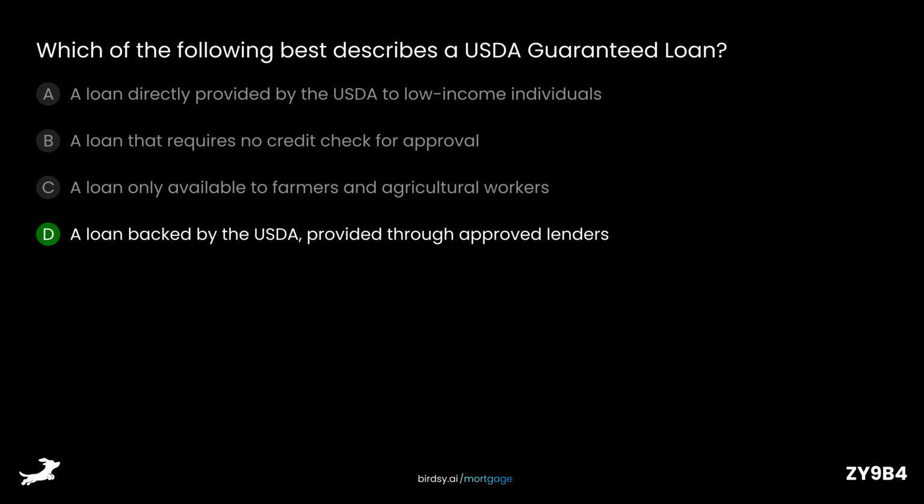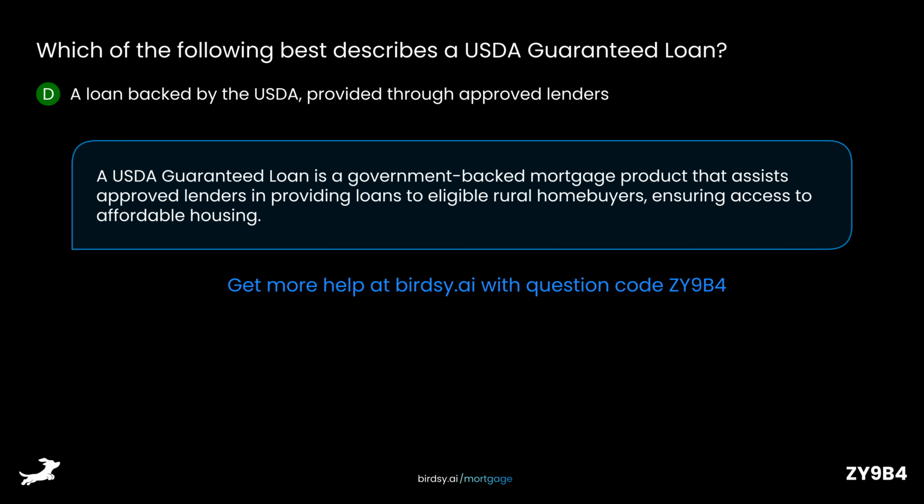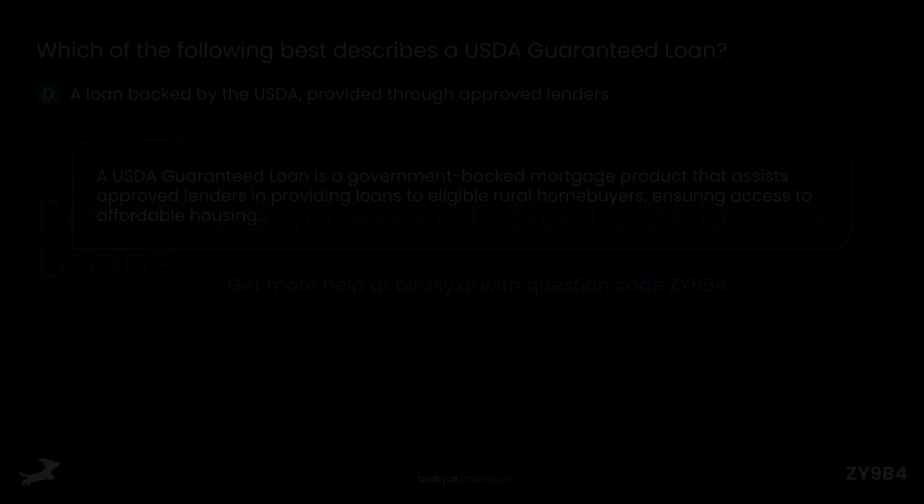The answer is D, a loan backed by the USDA, provided through approved lenders. A USDA guaranteed loan is a government-backed mortgage product that assists approved lenders in providing loans to eligible rural homebuyers, ensuring access to affordable housing.